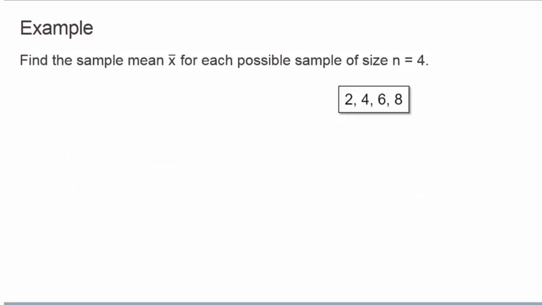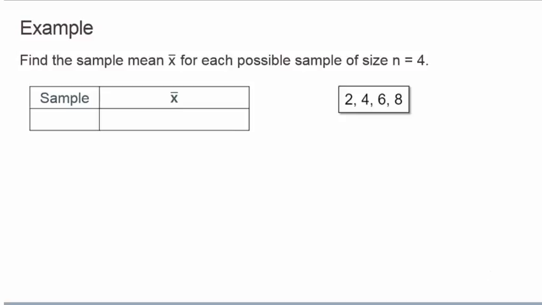Continuing with the example, find the sample mean, x bar, for each possible sample size, n equals 4. So I set up my table, my sample, and the mean. In this case, since I have a population of 4, there's only one sample I can take, which is 2, 4, 6, and 8.